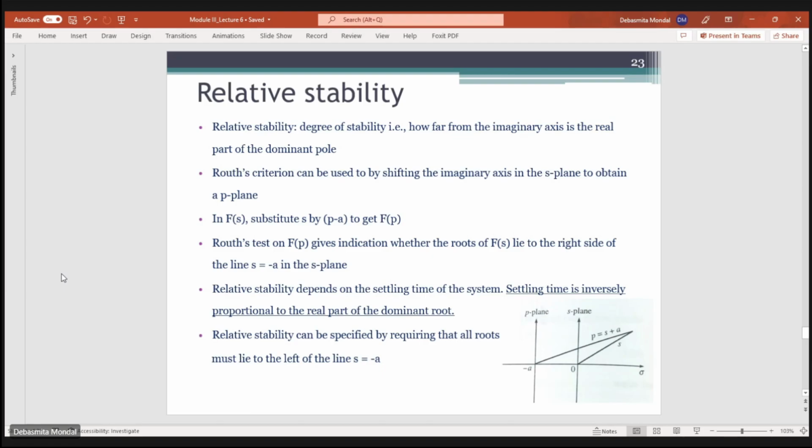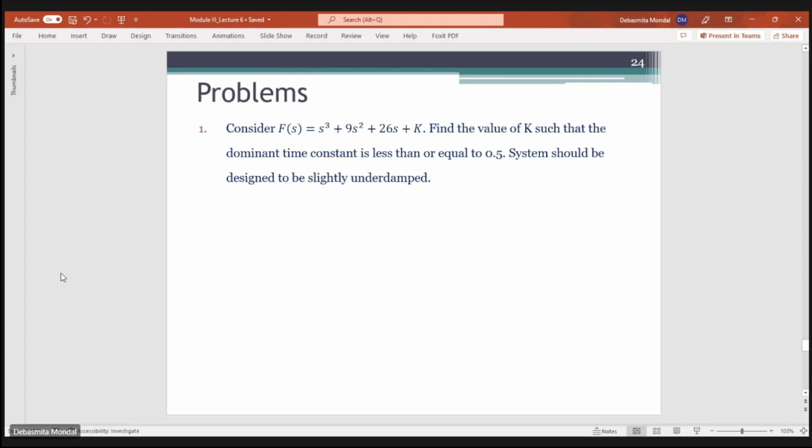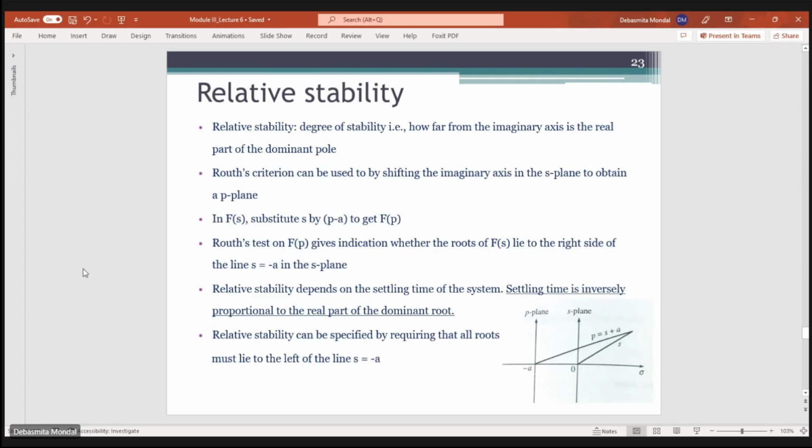So I think we have already reached the end of the class. What we'll do is that in the next class, we will discuss more about this relative stability, and I'll give you some problems. I will share some problems with you and you can try to find the stability of those kinds of systems using this Routh-Hurwitz criteria.